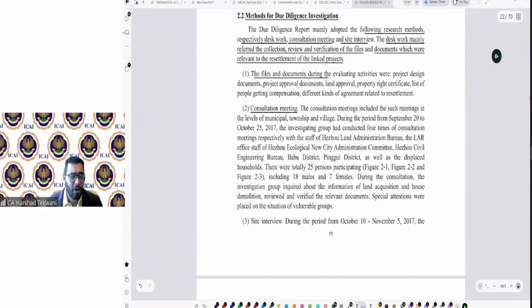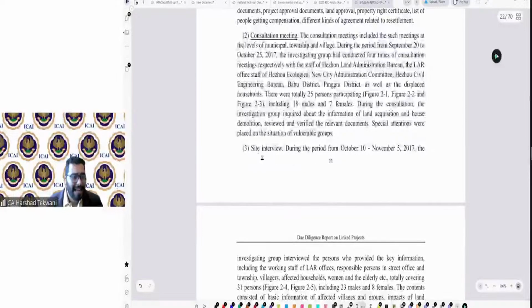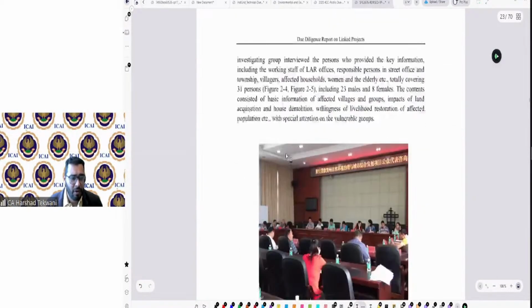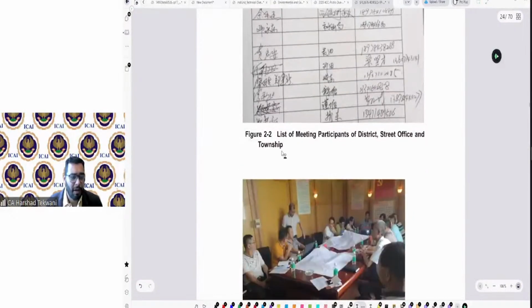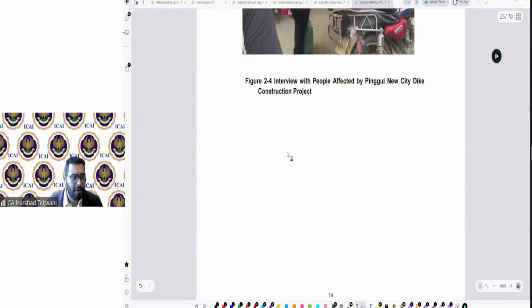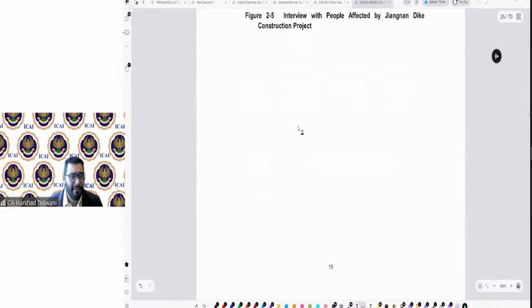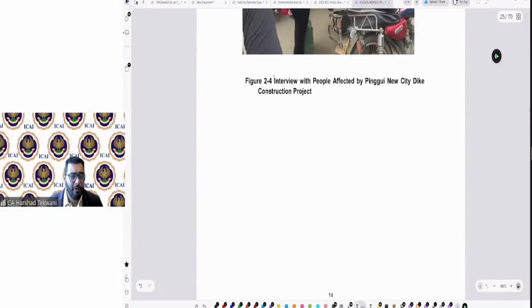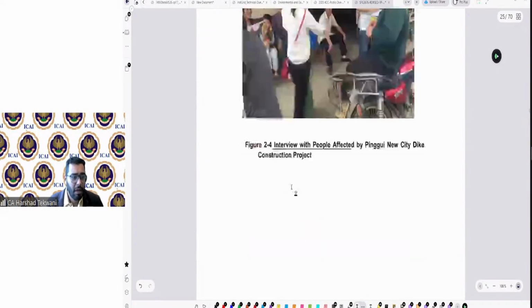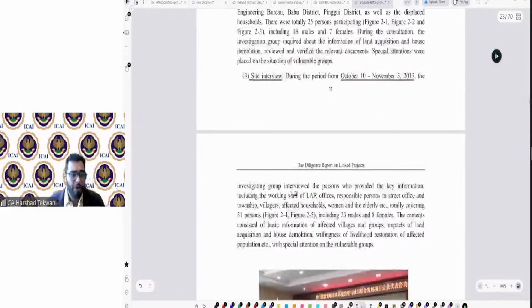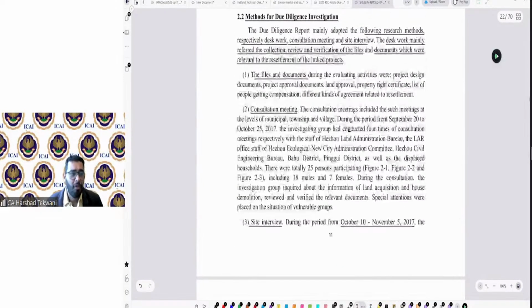Files and documents they are talking about. Then site interviews. During this period, the site interviews will cover various people. Public consultation, they have just given the participation list. Meeting with people, interviewing the people affected by a particular project. That will depend upon the due diligence assignment, based on what methodology is being assigned and followed.